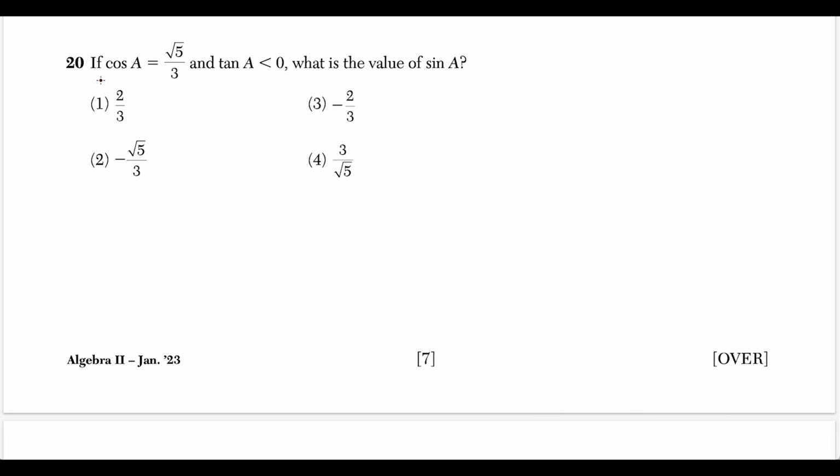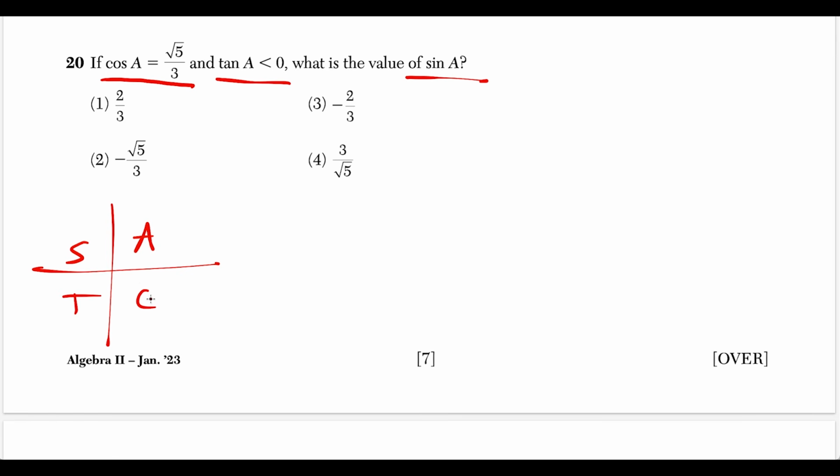Question 20, we have cosine A is radical 5 over 3, tangent A is less than 0. What is the value of sine A? So for these questions, I like to use this. We have ASTC, and this stands for all students take crack. No, what it actually means is that all the trig functions are positive in quadrant 1, sine and its reciprocal are positive in quadrant 2, tangent and its reciprocal in quadrant 3, and then cosine and its reciprocal are positive in quadrant 4. So if we have cosine of angle A is positive radical 5 over 3, that means we could be in quadrants 1 or 4.